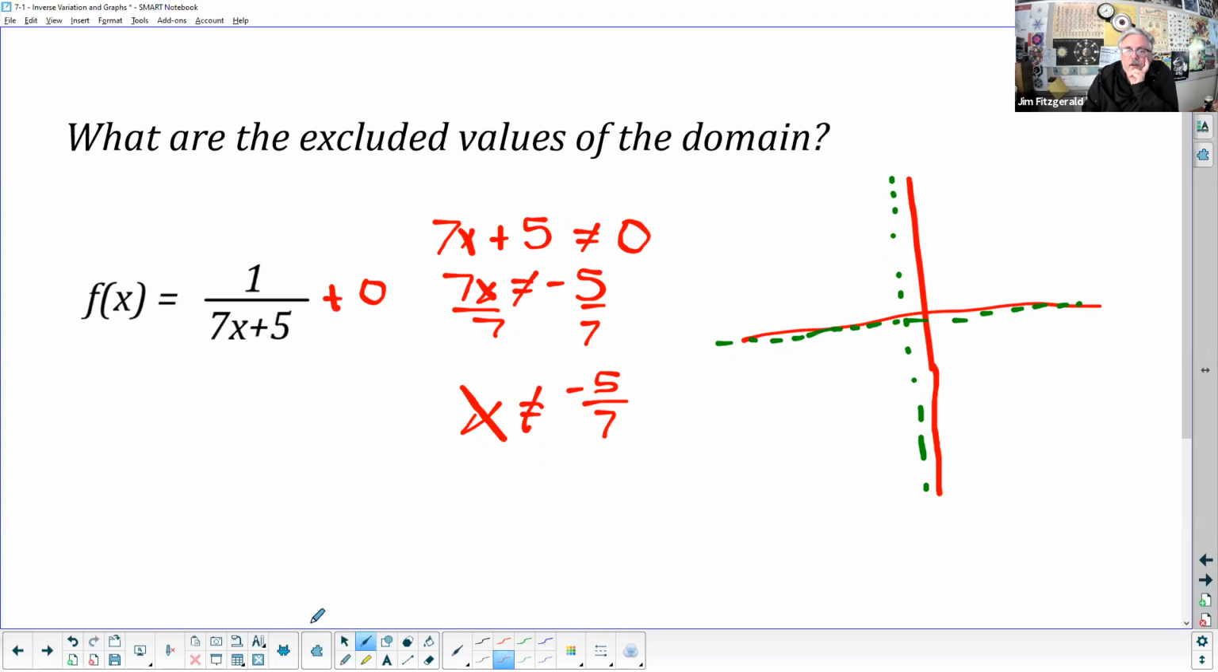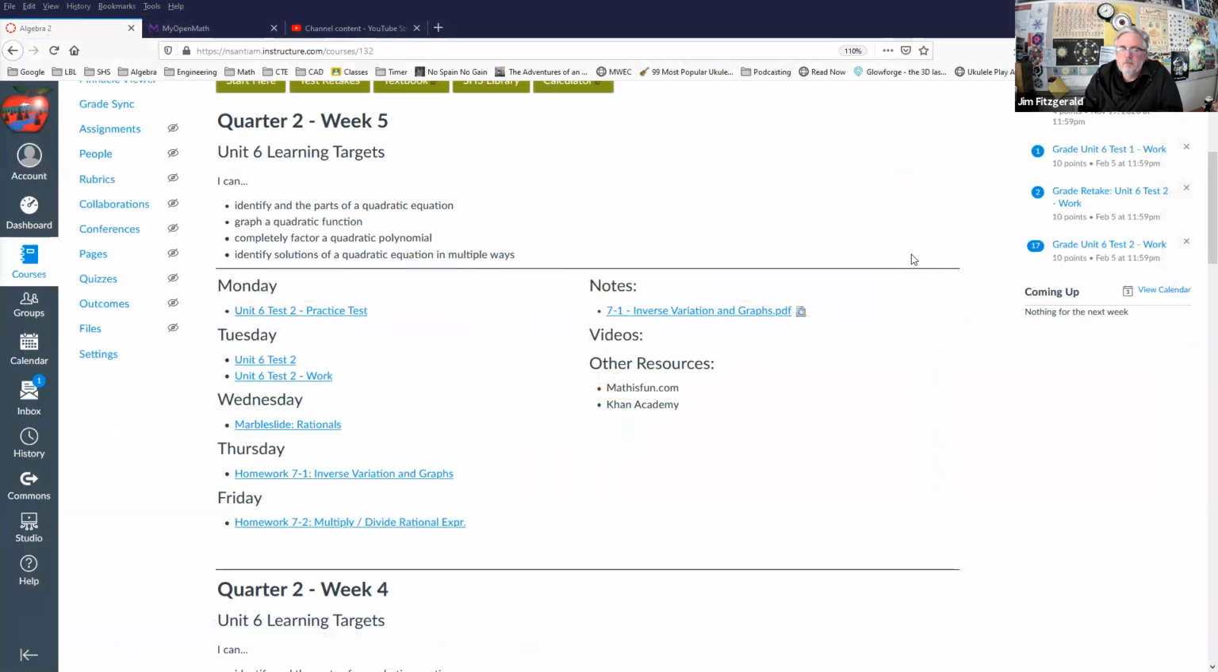Let's find a value. So let's say when x is 0, what do I get? I get 1/5. So at 0, 1/5, there's a point right there. So I know my graph goes through that point. So I know that it's got this shape.